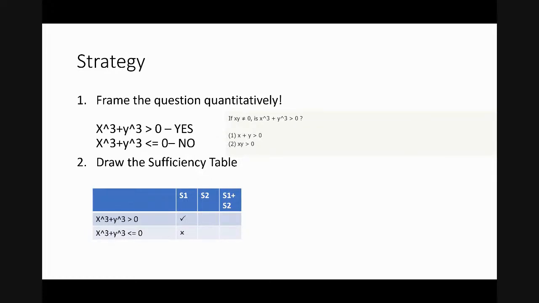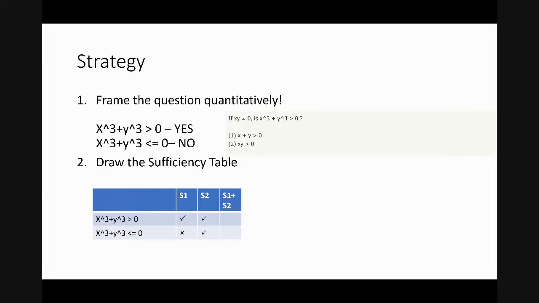So now let's look at statement two. Statement two says xy is greater than 0. It basically says that either both of them are positive, right? Or both of them are negative. So let's see, if both of them are positive, then is x cubed plus y cubed greater than 0? Yeah, it is. If both of them are negative, then is x cubed plus y cubed greater than 0? No, it's absolutely not. For example, if x is -1 and y is -2, then x cubed plus y cubed is less than 0.